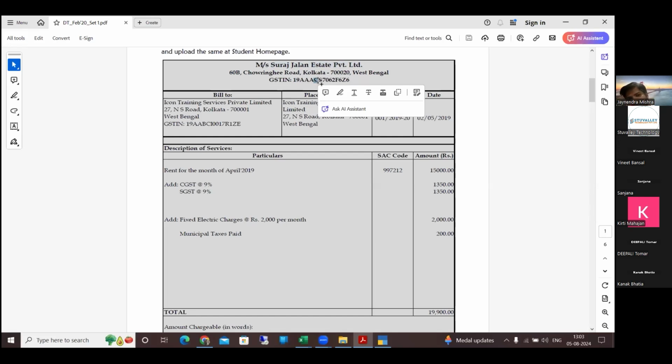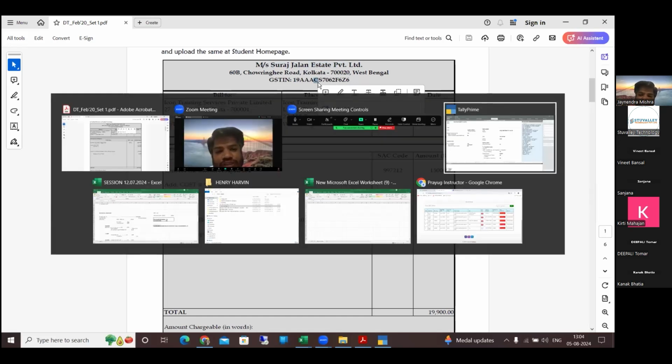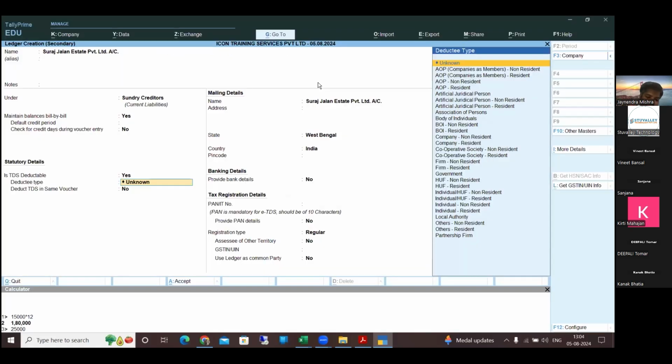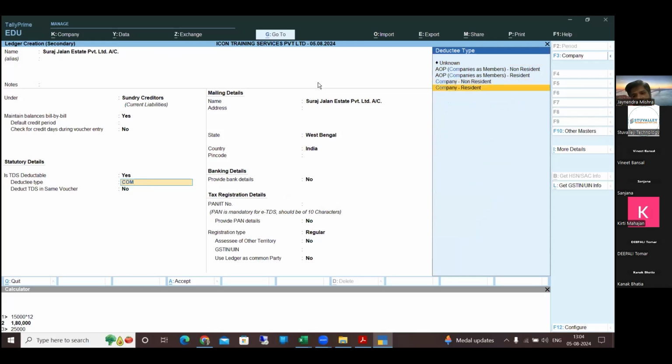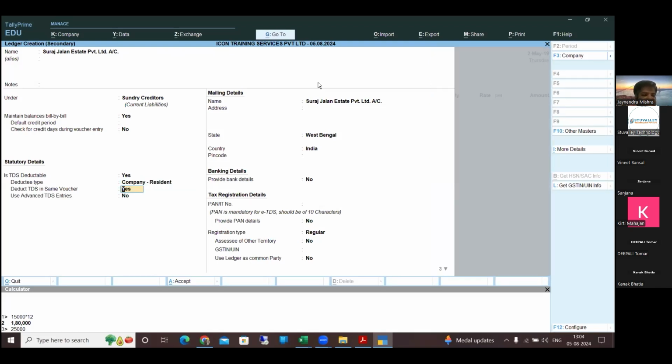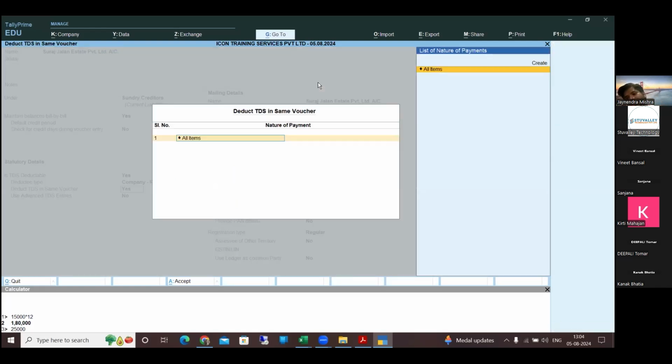So we have two hints. First, as per the PAN number, the fourth letter is C, and C stands for company. So Suraj Jalan Estate Private Limited is a company. Company resident. Why resident, friends? Because Suraj Jalan is an Indian-based company, incorporated in India. Deduct TDS in same voucher? Yes, friends, deduct TDS in same voucher.